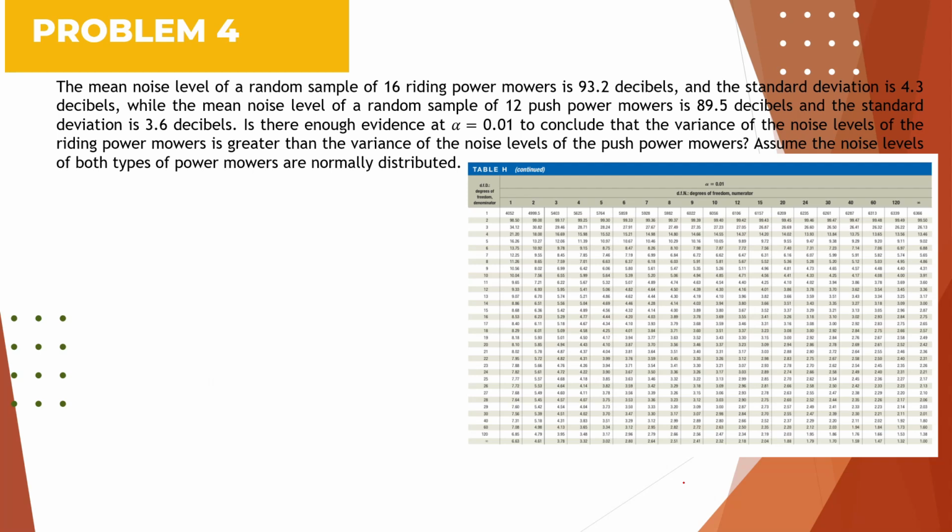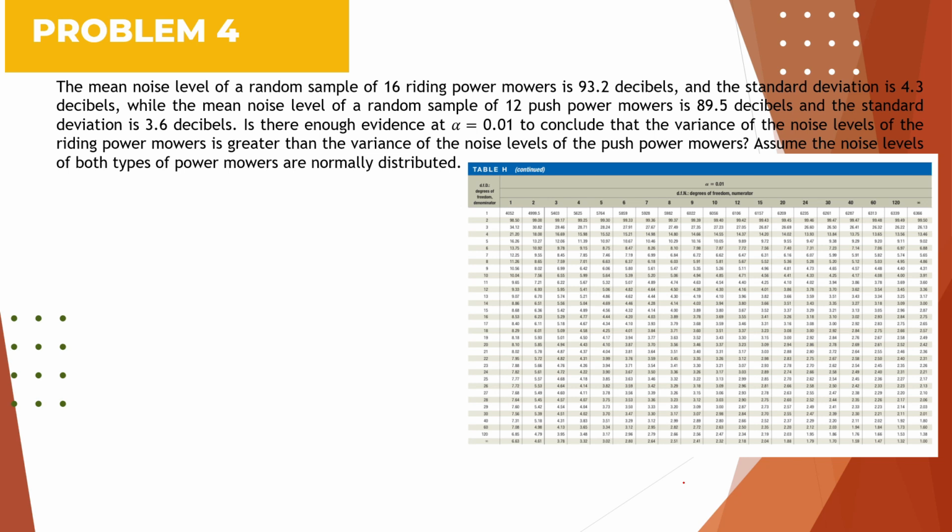Okay, so let's proceed now with problem number 4. The mean noise level of a random sample of 16 riding power mowers is 93.2 decibels, and the standard deviation is 4.3 decibels, while the mean noise level of a random sample of 12 push power mowers is 89.5 decibels, and the standard deviation is 3.6 decibels.